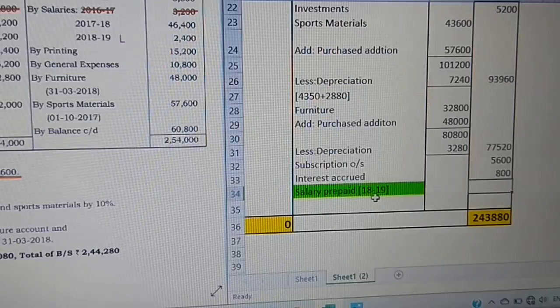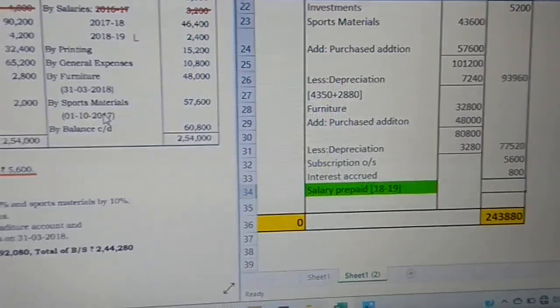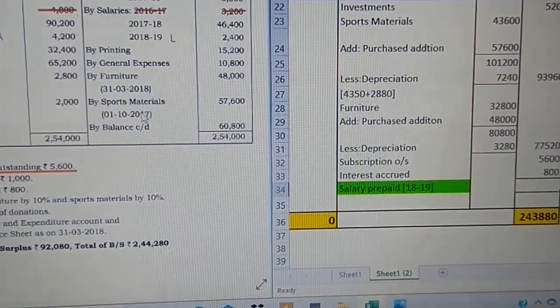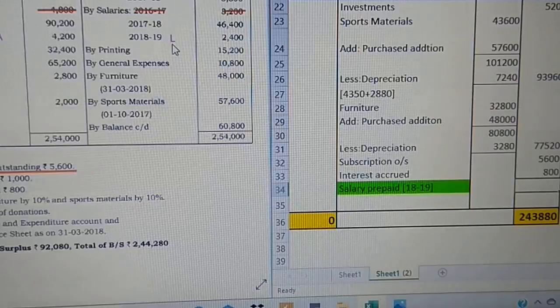Then moving on to the next item, salary prepaid. I have written here as salary prepaid and highlighted as 18 and 19. What is this all about? Just observe towards your payment side. Could you all just find out your salaries? I have written here 18 and 19. It is liability. So there is a small change in this.